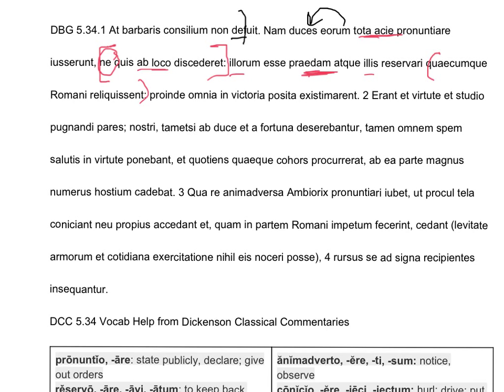And then Caesar gives us this other thing. Proinde, adverb. Omnia, either nominative or accusative plural, but again, we're not expecting all things to be the subject, so I'm assuming it's accusative until we get more information. Then we get this prepositional phrase, in victoria, in victory. Now, what are we going to do with this word posita? Is posita ablative to go with victory, or is it neuter to go with omnia?